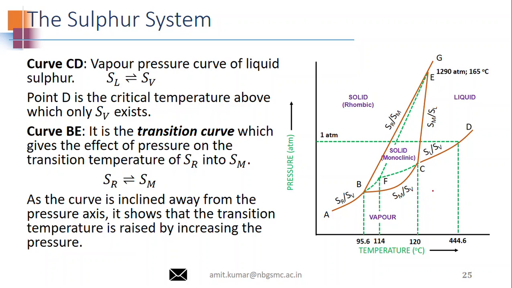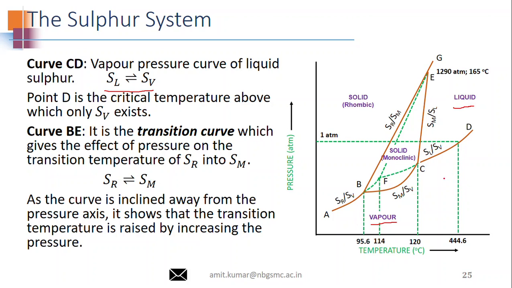Now looking at curve CD, this represents the vapor pressure curve between liquid sulfur and vapor sulfur. This can be represented as SL in equilibrium with SV. At point D, this is the critical temperature, because above this temperature only the vapor phase will be present. There will be no liquid sulfur present.